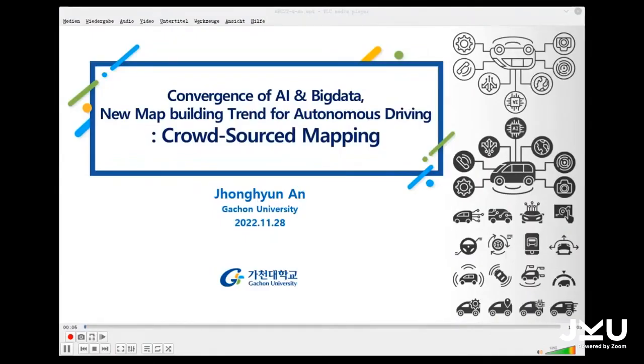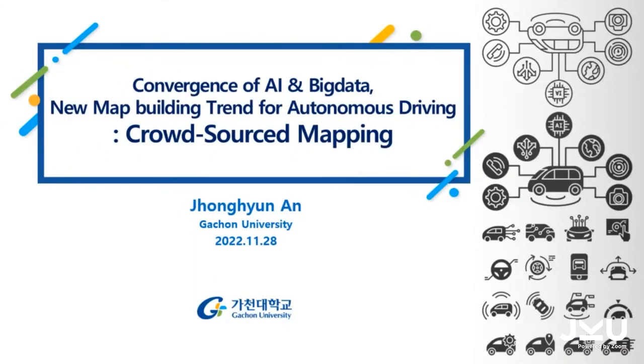Today, I present the convergence of AI and big data, the concept of a new mapping trend for autonomous driving, named crowdsourced mapping. The concept of crowdsourced mapping has not yet been released to the public, and some companies are researching their technology individually. Therefore, today's presentation will briefly cover the concept and explanations.